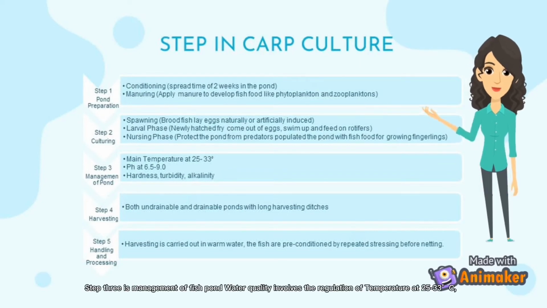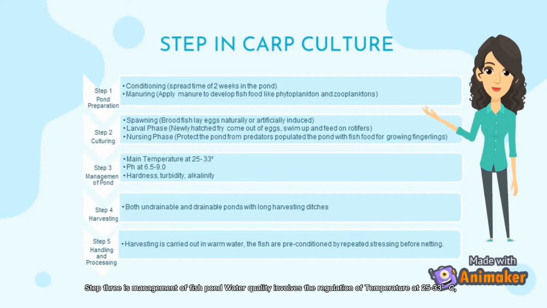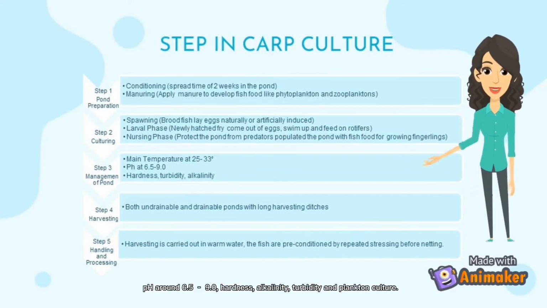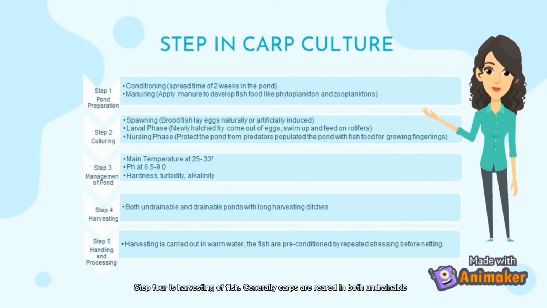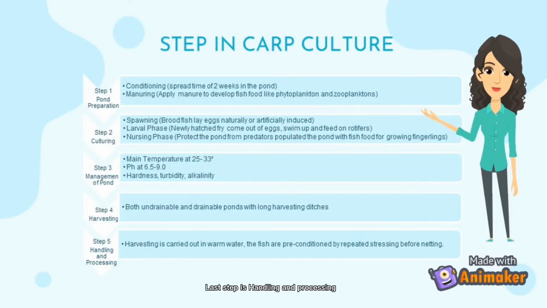Third is management of the fish pond. Water quality involves the regulation of temperature at 25 to 30 degrees Celsius, pH around 6.5 to 9, hardness, alkalinity, turbidity, and plankton culture. Step 4 is harvesting of fish. Generally, carp are raised in both undrainable and drainable ponds with long harvesting nets. Last step is handling and processing.